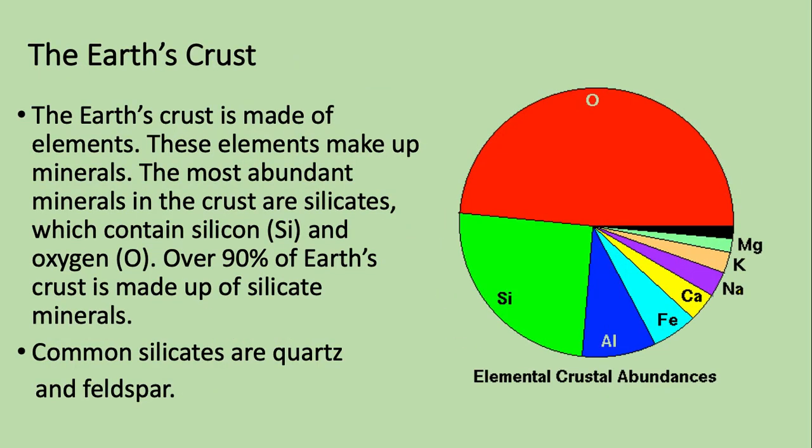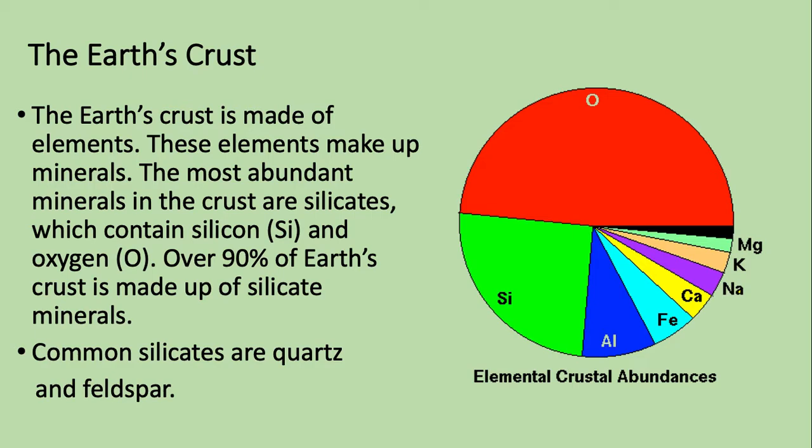The Earth's crust is made up of elements, and these elements make up minerals. The most abundant minerals in the crust are silicates, which contain silicon and oxygen. Over 90% of Earth's crust is made up of silicate minerals. Common silicates are quartz and feldspar.